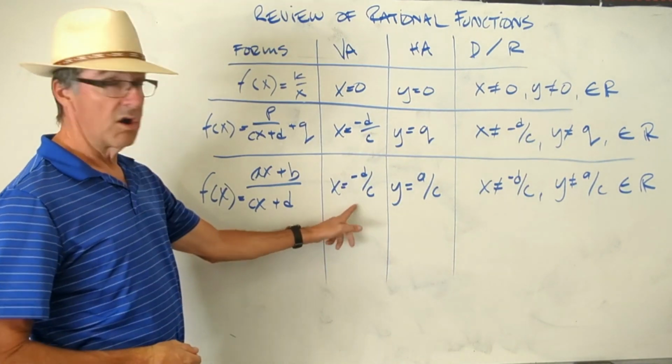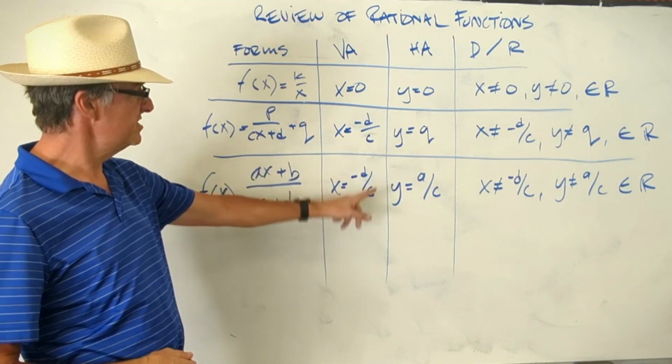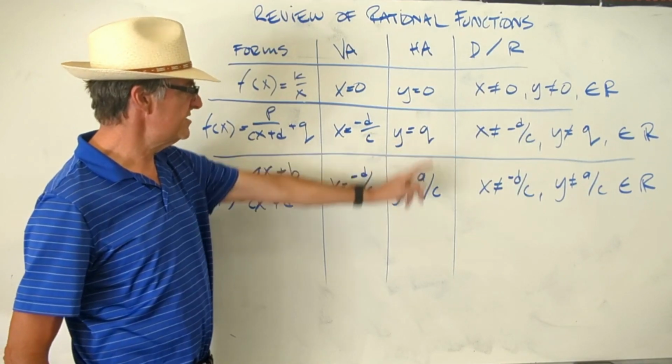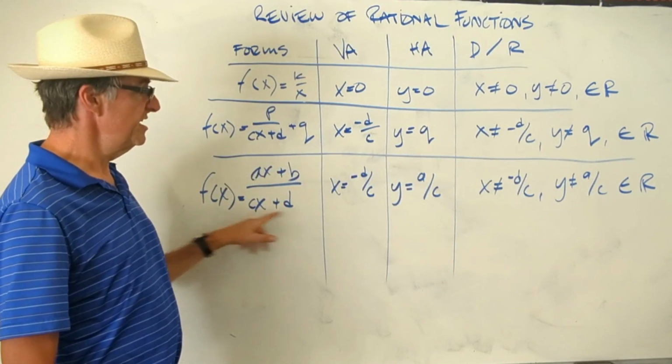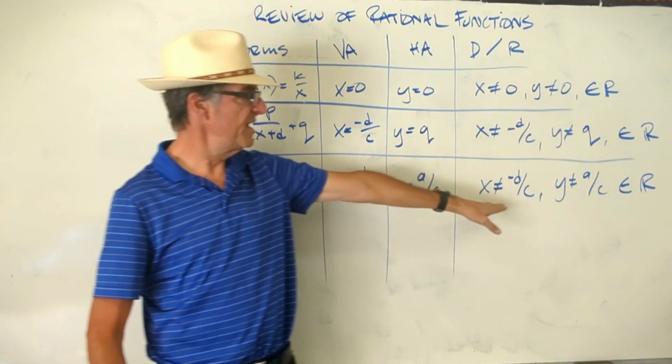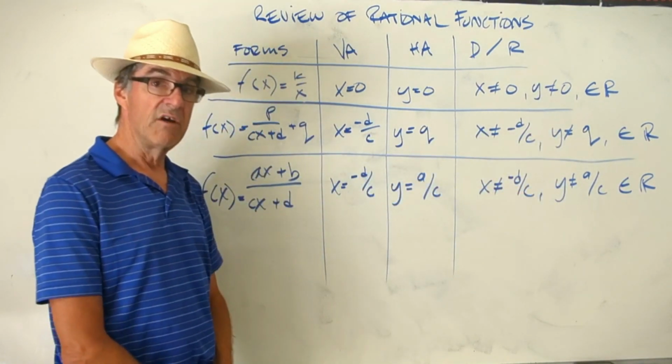So again, our vertical asymptote is the same, minus d over c. But now our horizontal asymptote becomes a over c. And that's our horizontal. And then the domain and range work out the same.